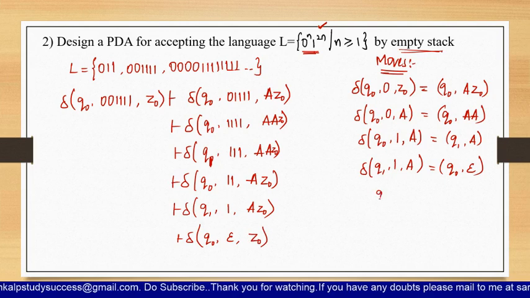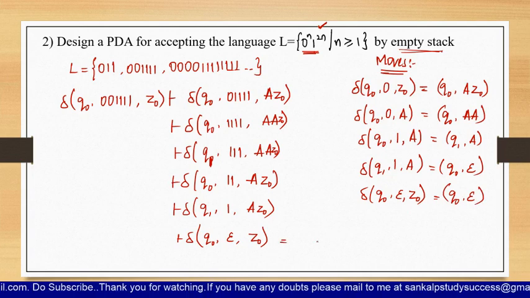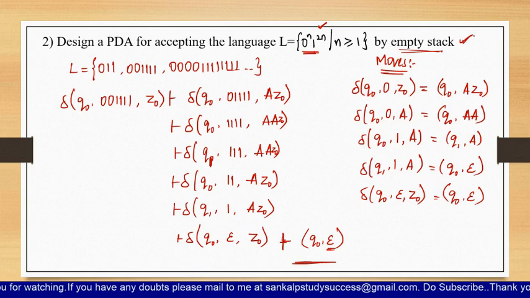So now let us write this move: Q0 comma epsilon comma Z0. Then you can go to another state or you can be in the same state only. Then you are remained with Q0 comma epsilon. Here you are remained with the empty stack. So that's the reason here it is given that you need to remain with the empty stack. For that reason we are not going to take the final state, because it should end up with the empty stack. So here it is nothing but Q0 comma epsilon. So we have ended up with the empty stack. So these are the moves for the push down automaton.